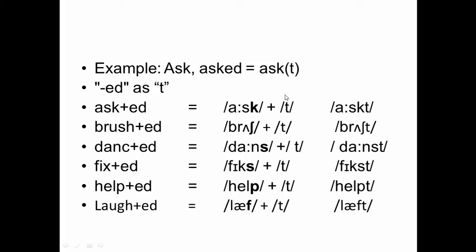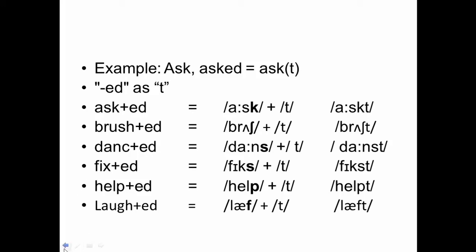Why? Because before this t, the sound is voiceless. So how are you going to pronounce it? It is not asked. The correct pronunciation will be asked. T sound is there for ed. So it is not brushed, that is brushed, danced, fixed, helped, and laughed. It is not loved, it is not helped. So this ed ending has the sound of t, because before this ed we have a voiceless sound. Now see, this is the impact of the sound on ed, the impact of the sound that is coming before that.